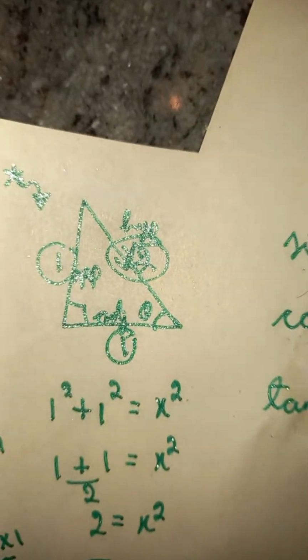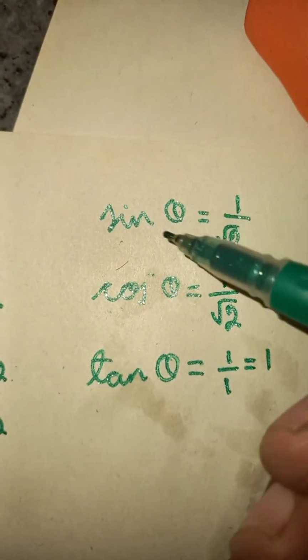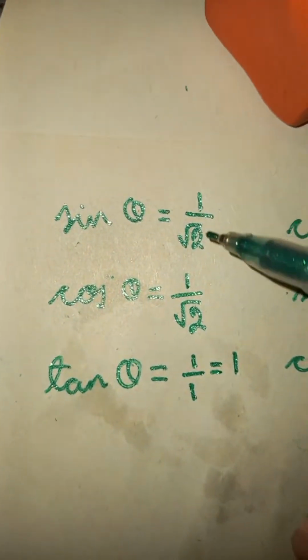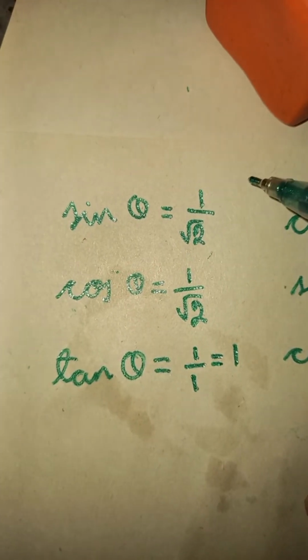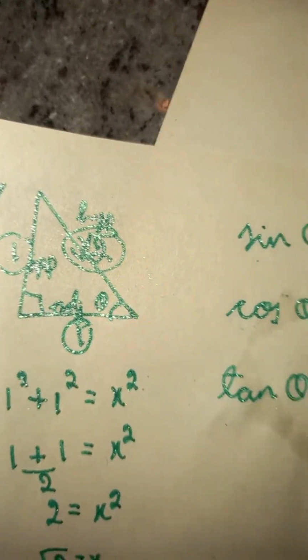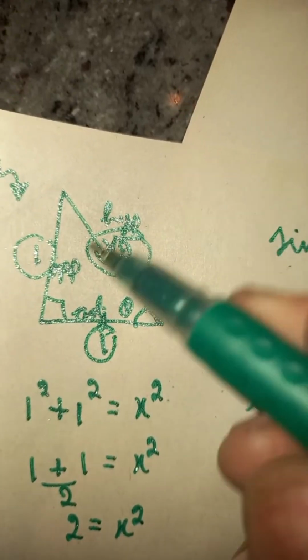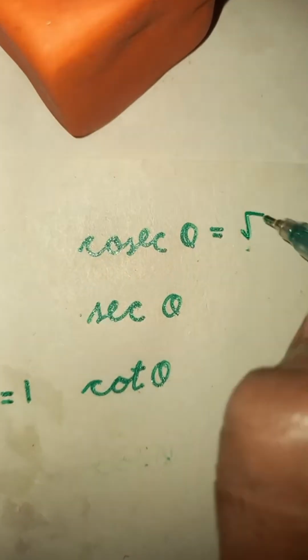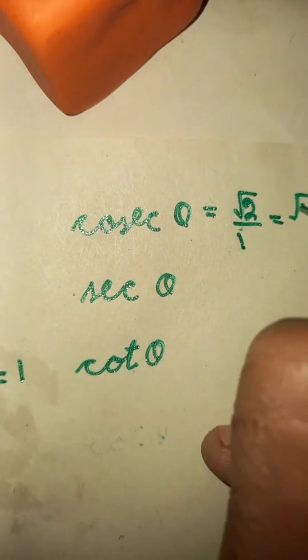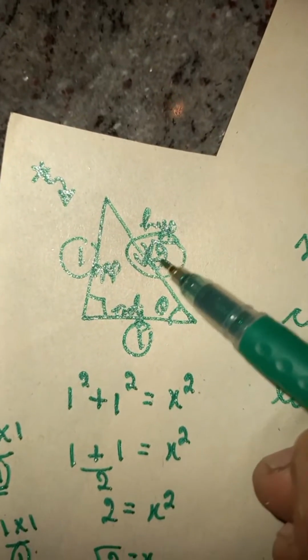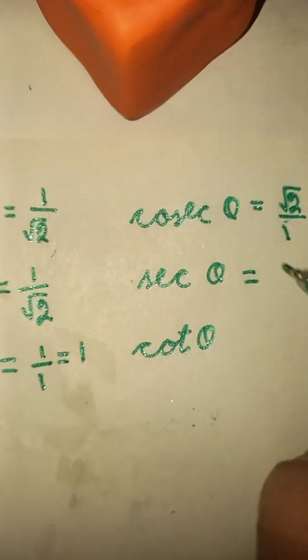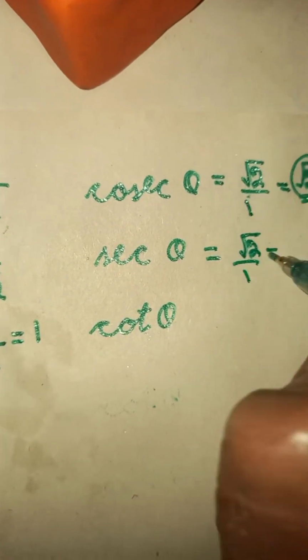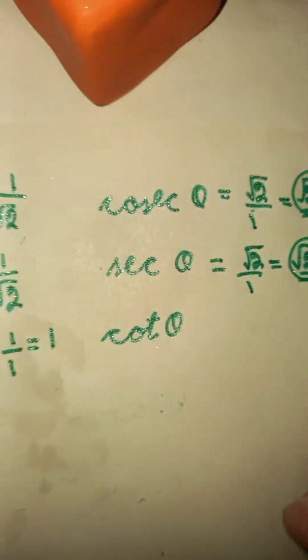Now cosecant theta means the inverse, flipping of sine theta. That is, if you flip 1 by root 2, it becomes root 2. So cosecant theta becomes equal to hypotenuse by opposite, so it is root 2 by 1, which is equal to root 2. Now secant theta means hypotenuse by adjacent. So here it becomes root 2 by 1, which is equal to root 2.